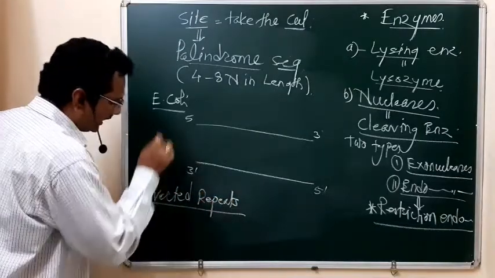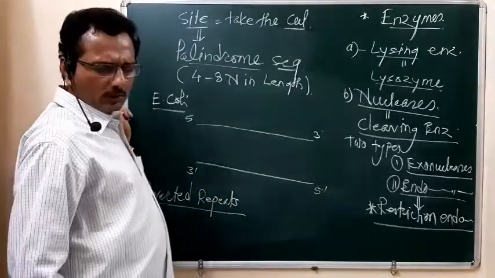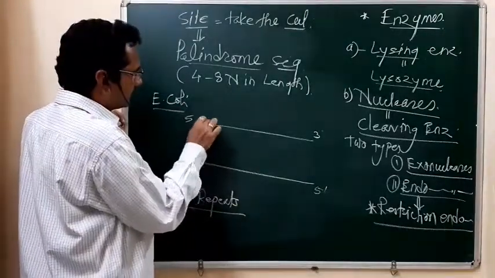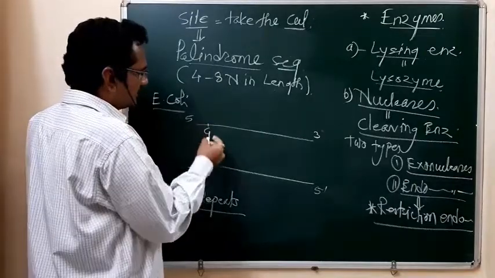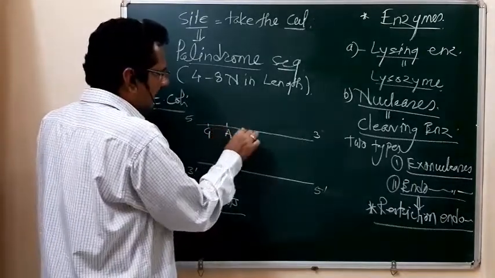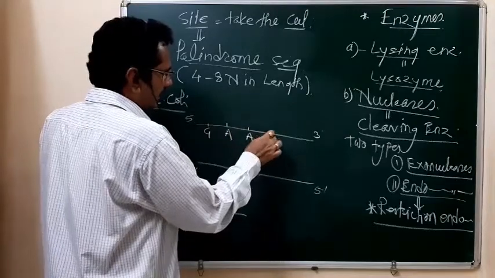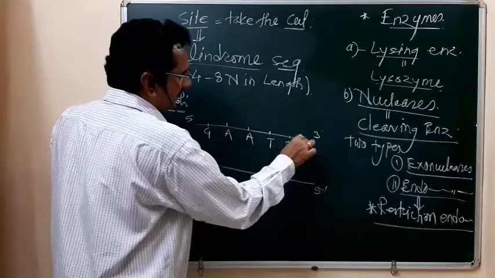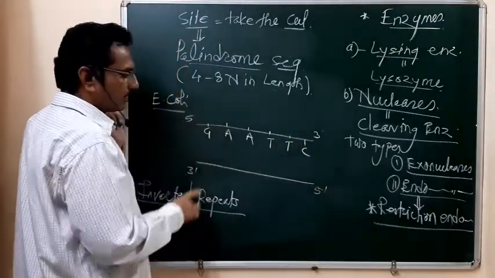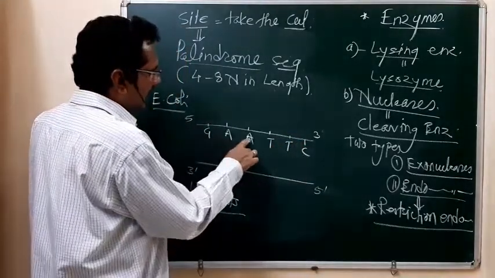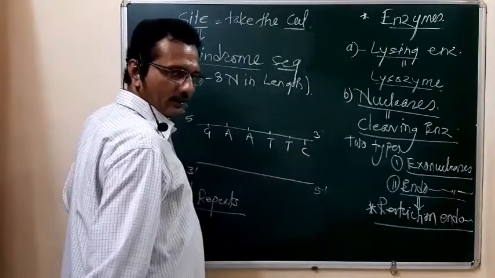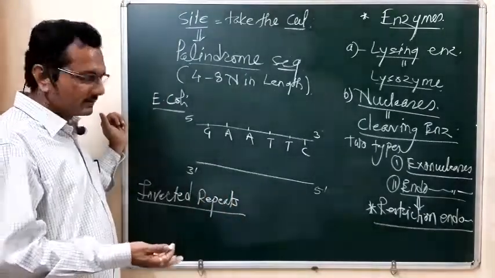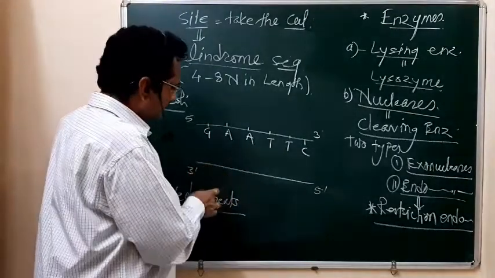Okay, they are having the inverted repeats. So how do they show the inverted repeats? See, on this strand, suppose this is the guanine, then this is adenine, this is adenine, then this is thymine, and this is cytosine. So what is the sequence on this strand? GAATTC. Okay, GAATTC.